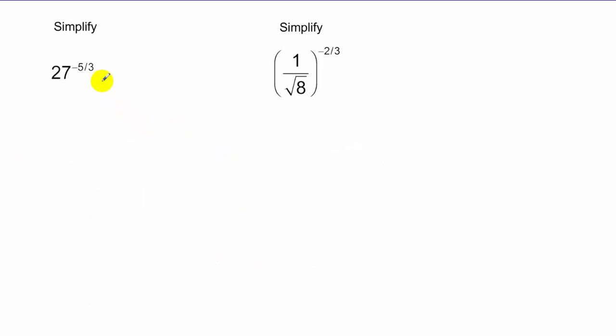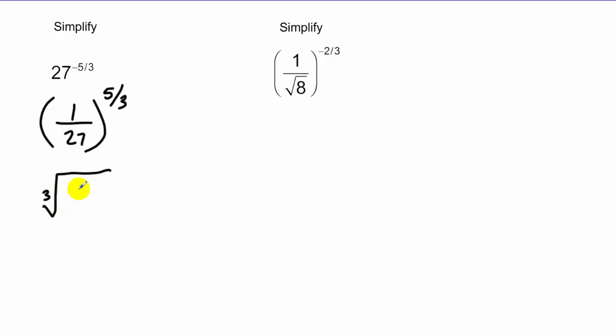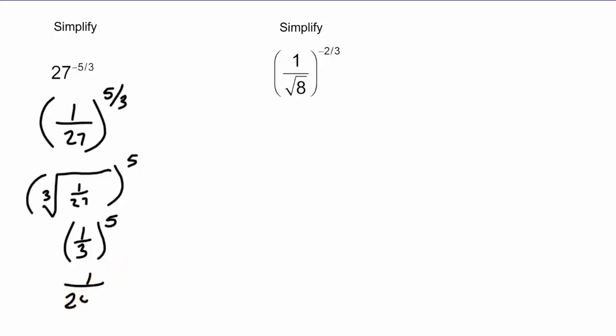Now we have a negative exponent here, and we've studied that before. We know that that means take the reciprocal of 27 and raise that to the 5/3 power. So we have the cube root of 1/27 all to the 5th. Well, multiplied by itself 3 times gets you 1/27, that's 1/3, and that's raised to the 5th power. And then we need to take 1/3 raised to the 5th power, and I believe that's 1/243.